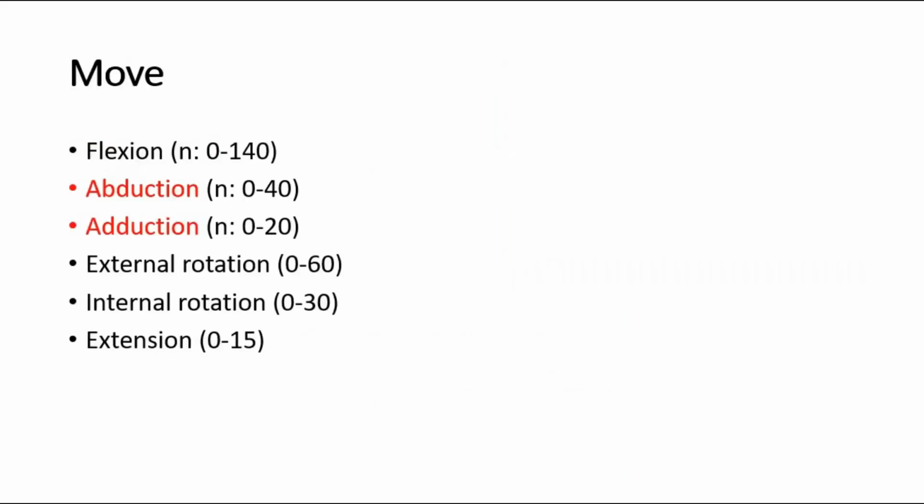So after we are done with the feel part, we move on to the move. These are the range of motions that we have to check for, including flexion of the hip joint. And this bracket is the normal range in degrees. For example, in flexion, the normal range would be 0 degrees to 140 degrees. Other movements that we have to check for are abduction, adduction, external rotation of the hip, internal rotation, and also extension of the hip. So take note that these two, abduction and adduction, which are highlighted in red, we need to square the pelvis first before checking this range of movement.